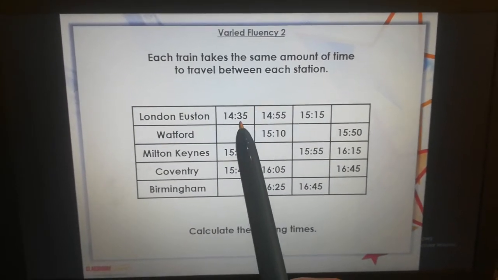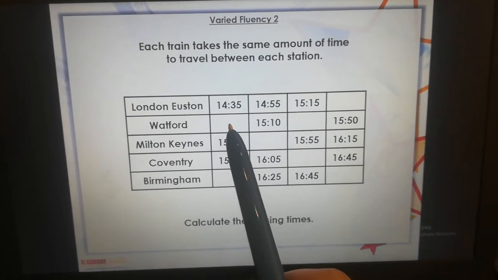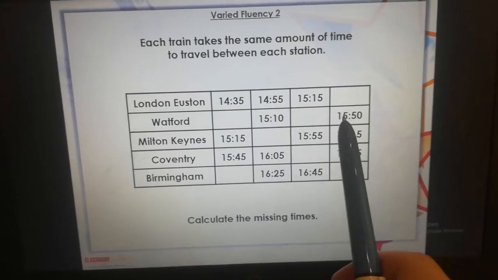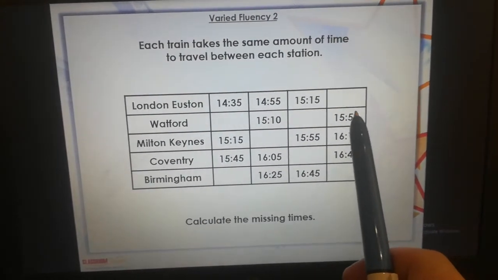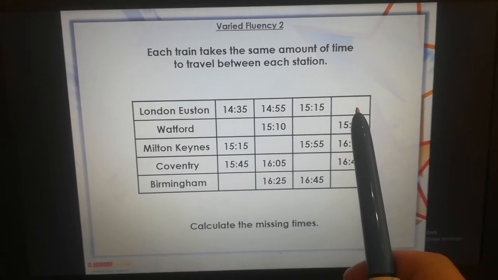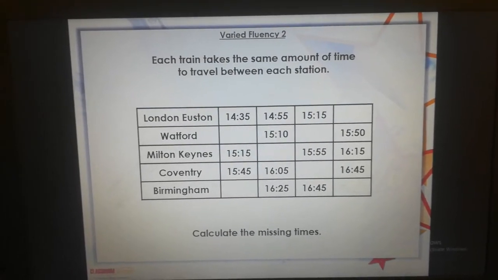So you can add 15 minutes on to 35, get a time here. Add 15 minutes onto this time, get a time here. Here we would have to work backwards. This is a time after the 15-minute journey, so we'd need to do 15:50, take away 15 minutes. Okay, so that'd be the first step.